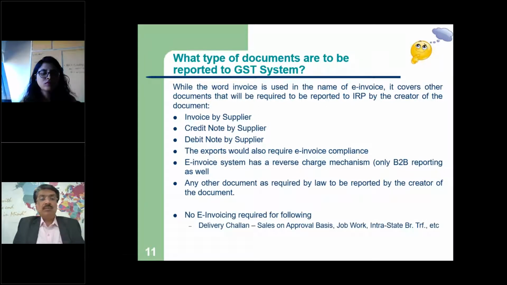Okay. The next question which comes up is, when the goods are sold on approval basis, whether the e-invoice will be required to be generated at that point of time, or when the goods are sent for job work, or where I'm sending the goods to my branch from Mumbai to Pune. I have a branch in Mumbai, I have a branch in Pune. Then whether I as a taxpayer am required to generate the e-invoice, the answer is no. The goods can still be sent on delivery challan.